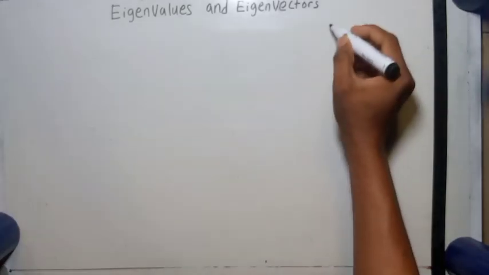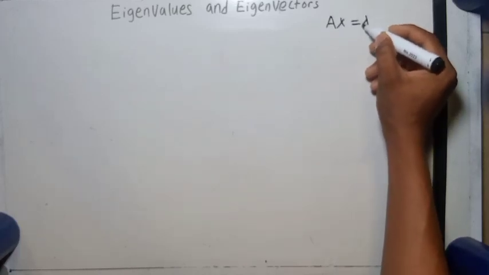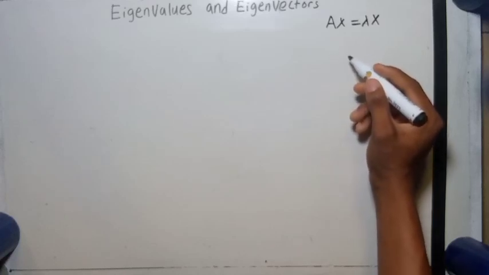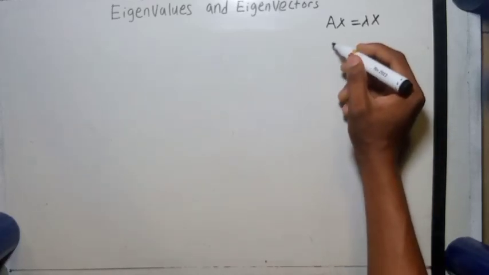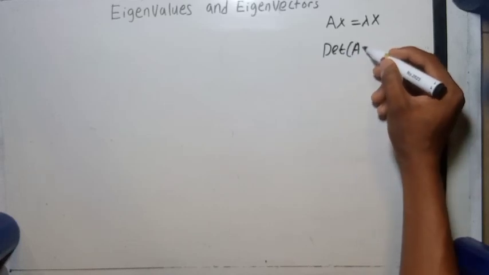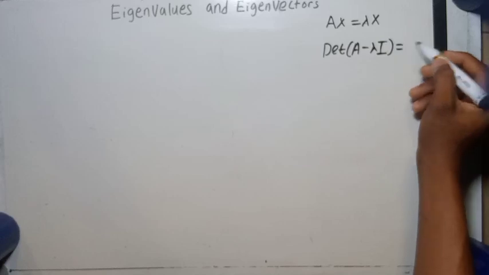Remember, the two formulas we need to know are that Ax is equal to lambda x, your eigen problem equation, and that the determinant of A minus lambda I is equal to what? 0.